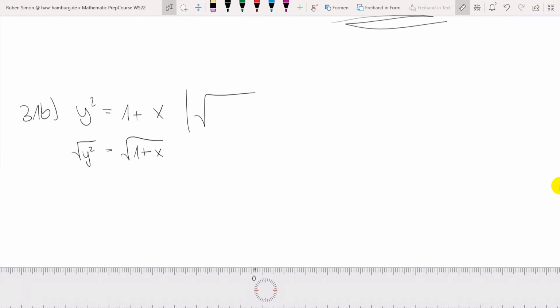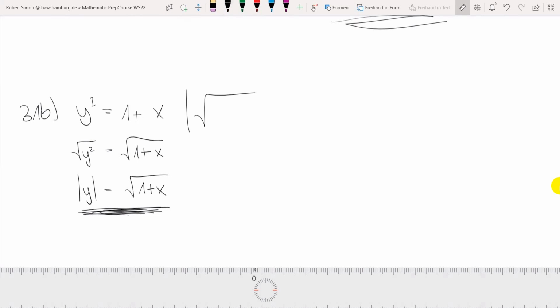To y modulus, equals. You heard it, modulus. So we have to apply modulus in this case because we are canceling a square with a root. So it will be modulus of y equals the square root of 1 plus x, which of course cannot be simplified anyhow. So this will be our result. But actually, we don't like this result because we need a term like y equals something and not modulus of y equals something.